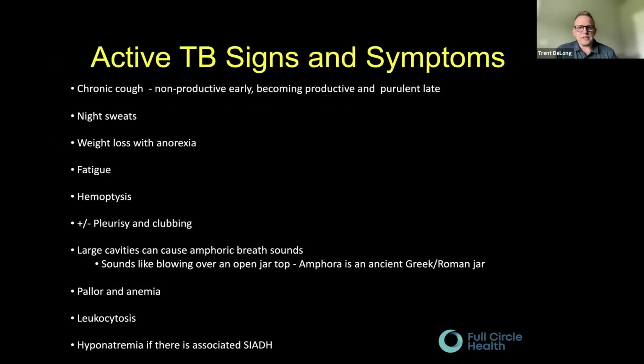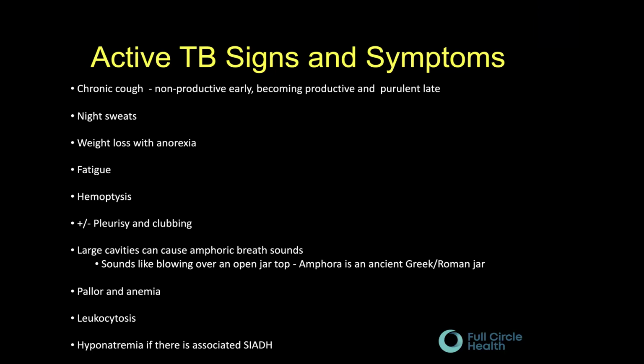Signs and symptoms of active TB: chronic cough, non-productive early in the stage, as we know, but it does become productive and purulent later in the disease course. We can see night sweats, weight loss, anorexia, fatigue, hemoptysis, pleurisy, and clubbing may or may not be present. And then large cavities can cause amphoric breath sounds. It sounds like blowing air over an open jar top.